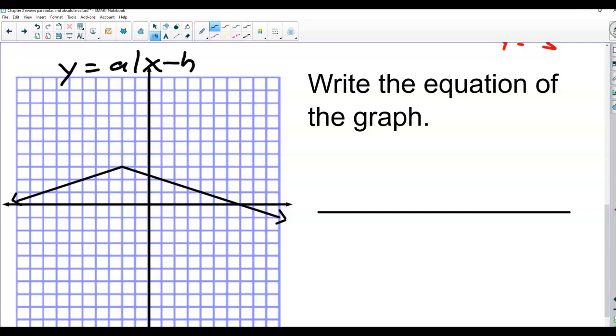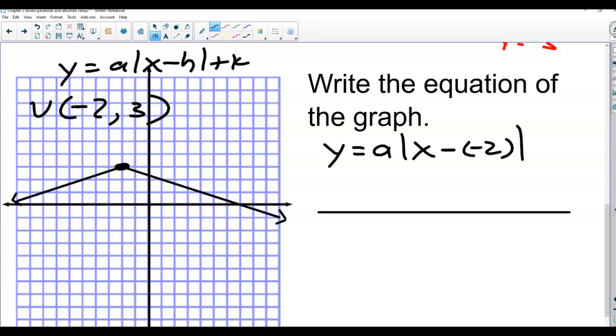It's working off the general equation. Now, we need to know HK is the vertex. In this graph right here, the vertex is clearly negative 2, 3. So right away, y equals a times the absolute value of x minus a negative 2, uses the negative 2 there, plus 3. And right away, when you subtract the negative, it becomes a positive. That's why you switch the sign for your vertex point. That's essentially the reason you switch the sign for the x, but not for the y. Okay, when you come up with your vertex.